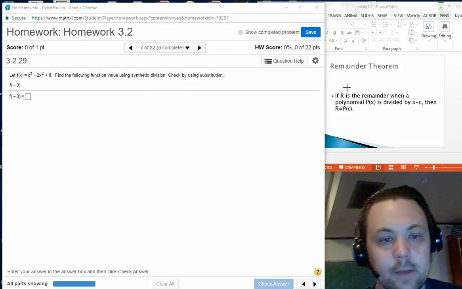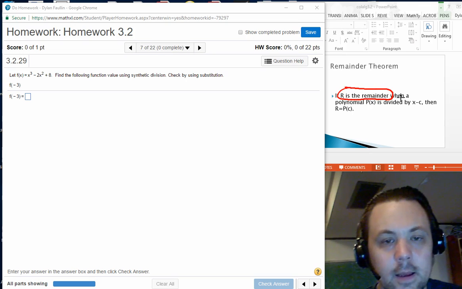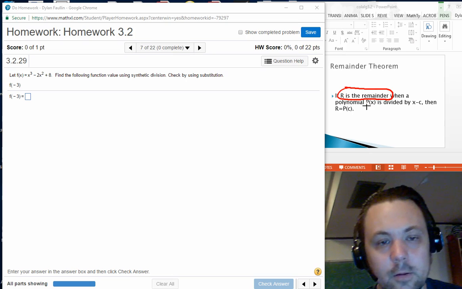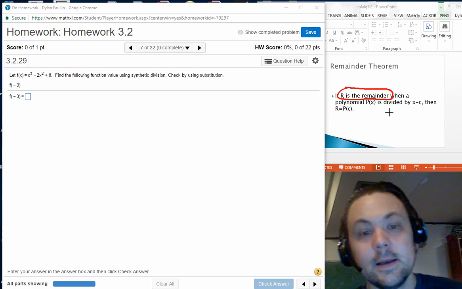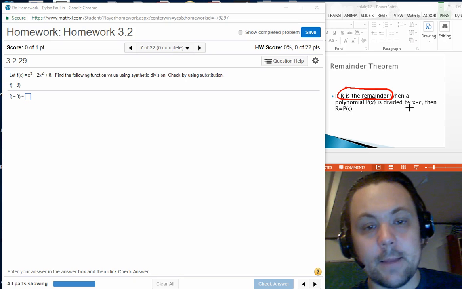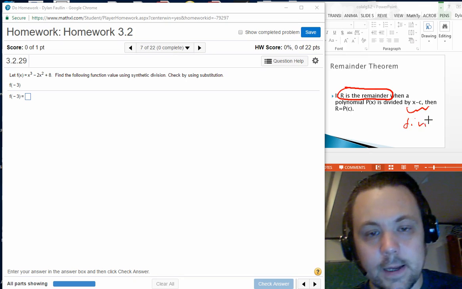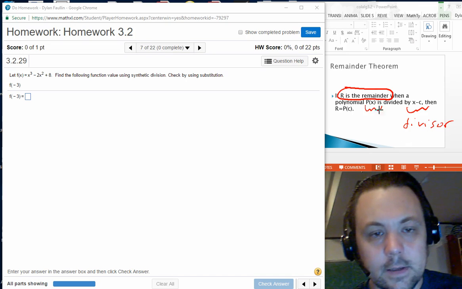So we have R is the remainder when a polynomial p of x, so some generic polynomial, we're using function notation to represent, is divided by x minus c, so that means x minus c is the divisor. That's the thing we're dividing by. And p of x is the thing that's getting divided, so this would be my dividend.